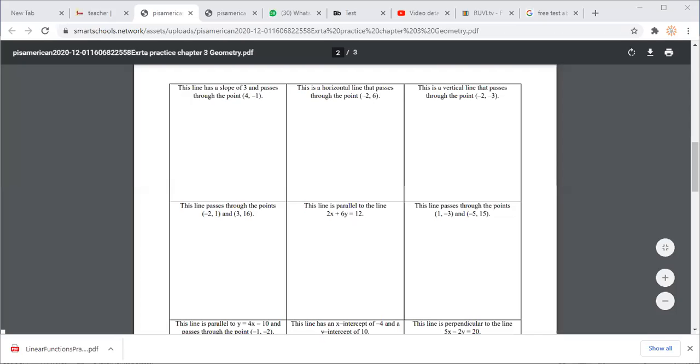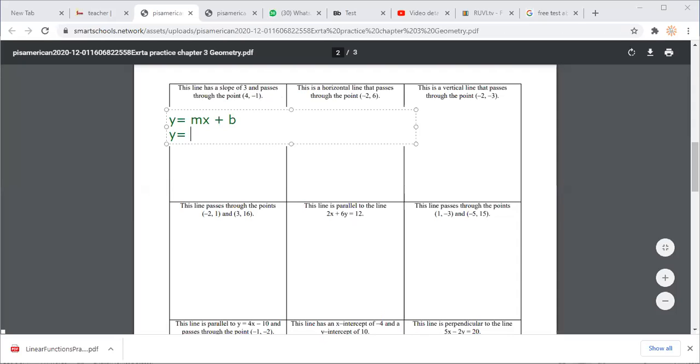Let us move to this question. For example, I want to solve: the line has a slope 3 and passes through the point (4, negative 1). How are we going to write the equation in this question? We are looking for the equation in slope-intercept form. First, you have to write the general form, y equals mx plus b. Can anyone tell me where the slope is in this question?